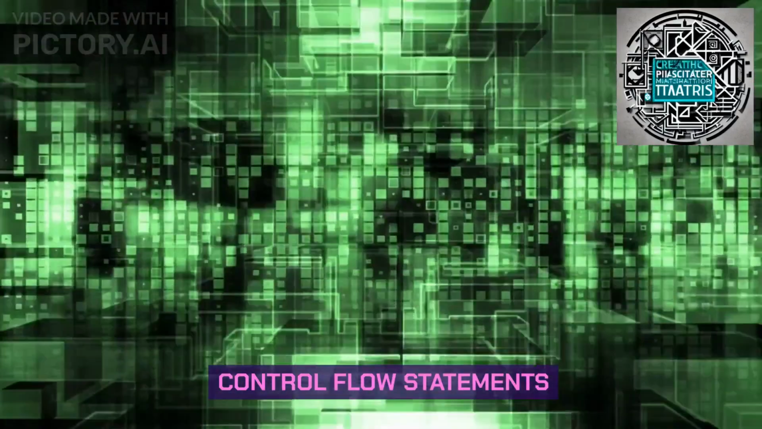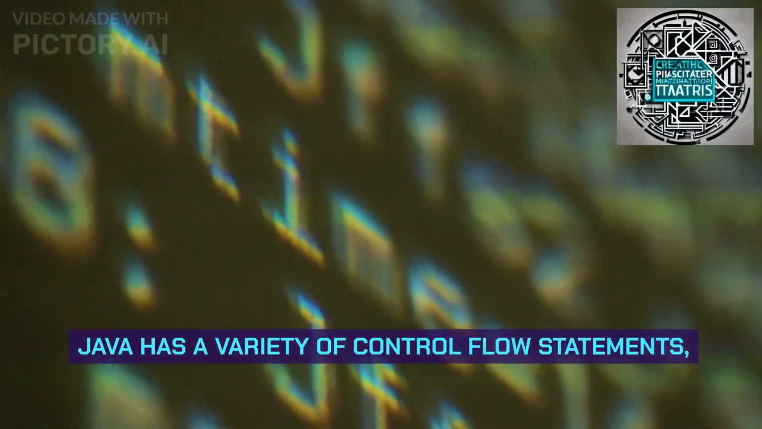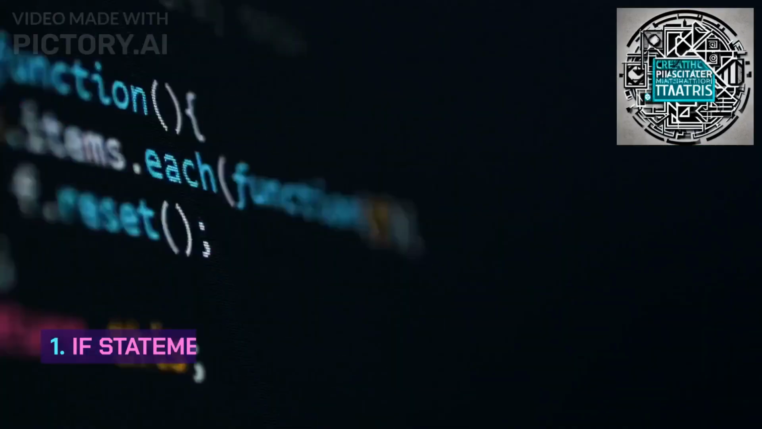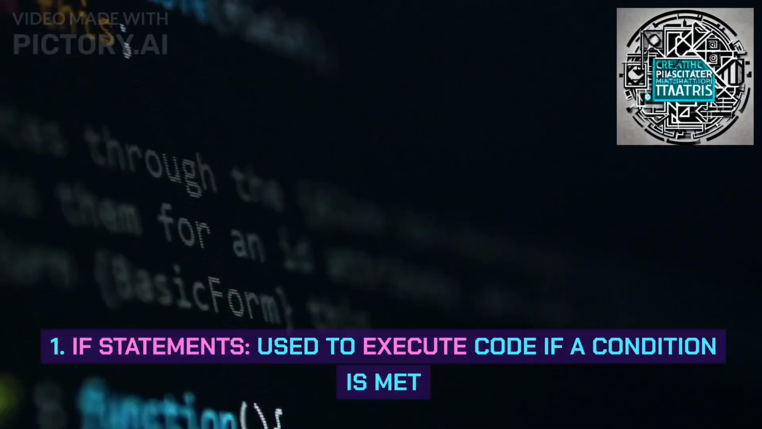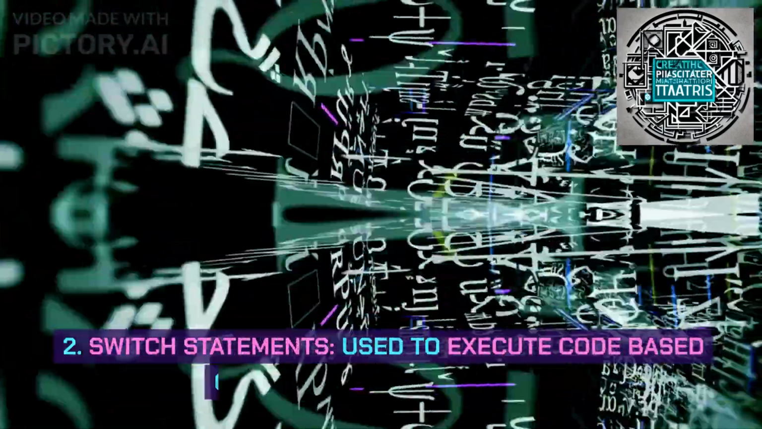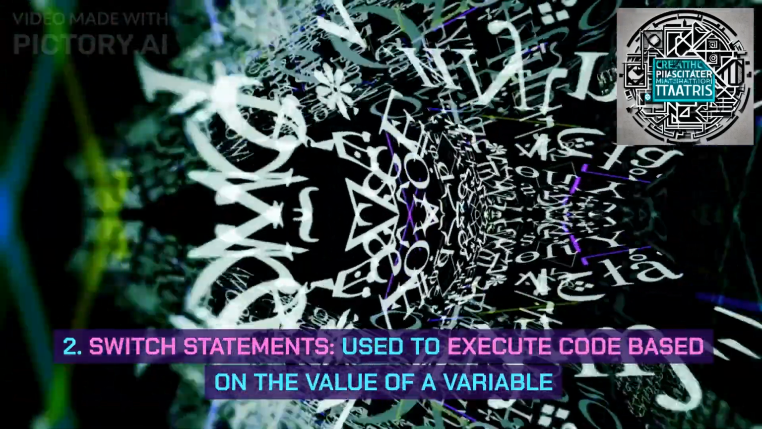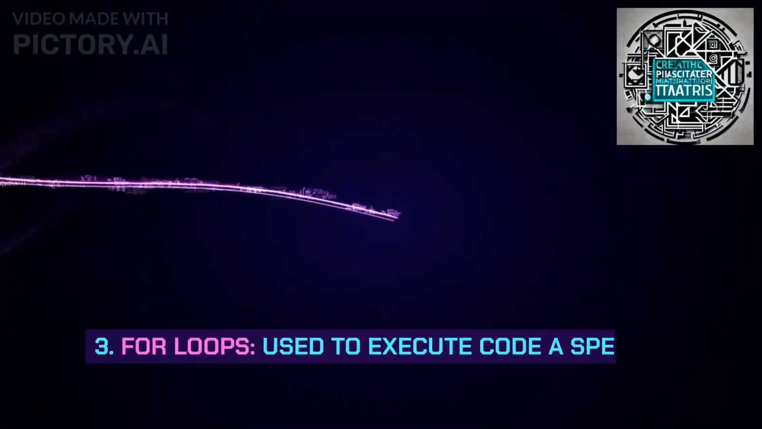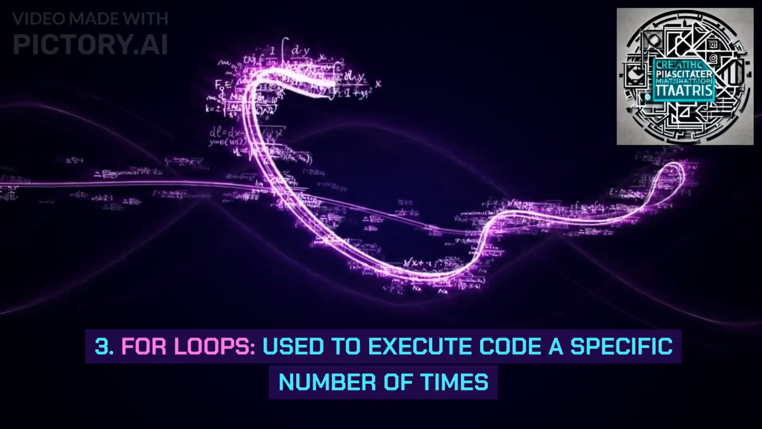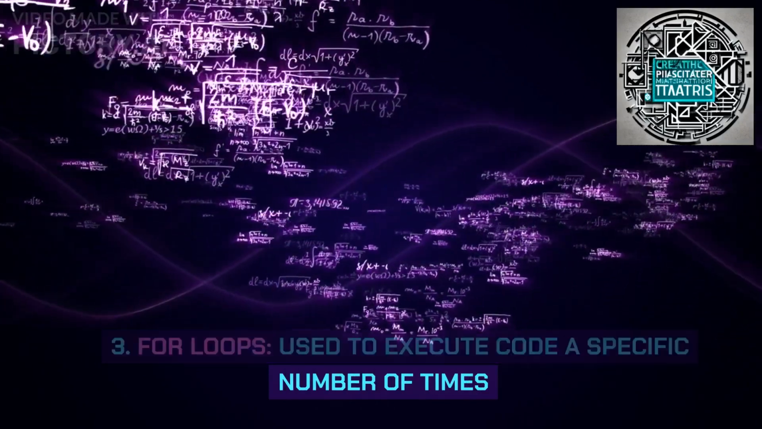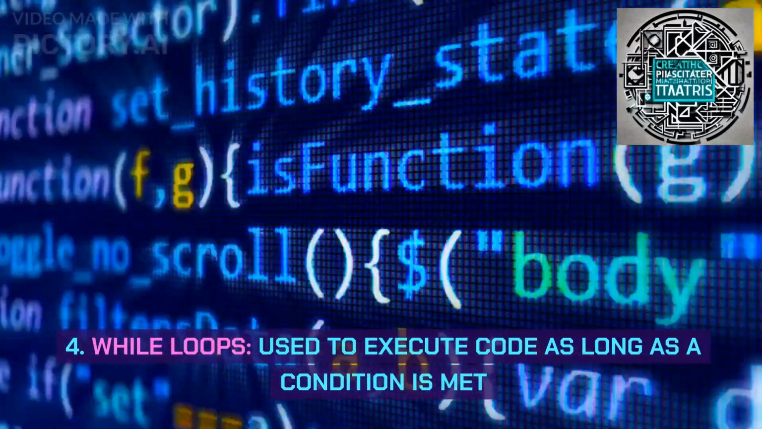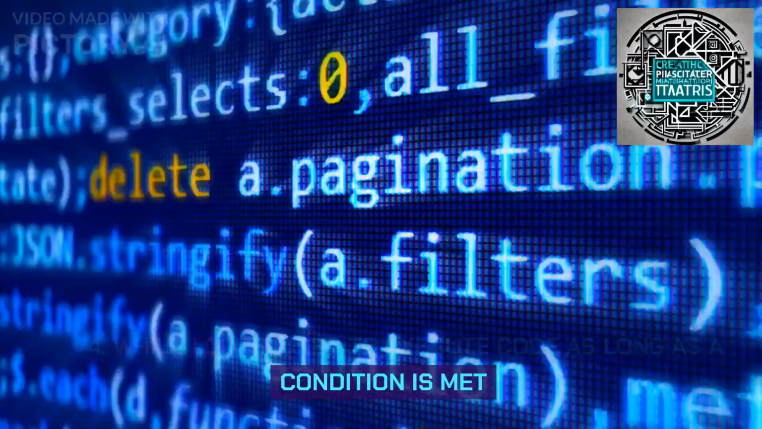Control flow statements. Java has a variety of control flow statements, such as: 1. If statements, used to execute code if a condition is met. 2. Switch statements, used to execute code based on the value of a variable. 3. For loops, used to execute code a specific number of times. 4. While loops, used to execute code as long as a condition is met.